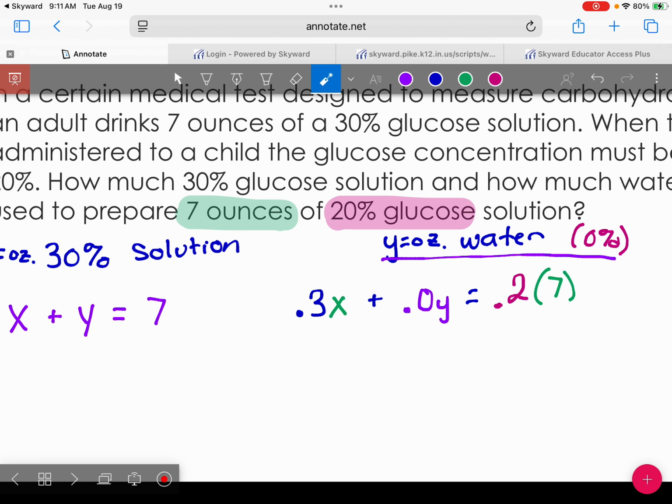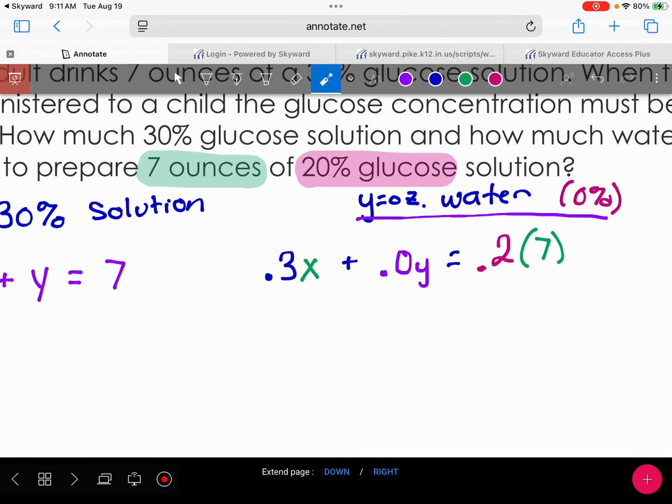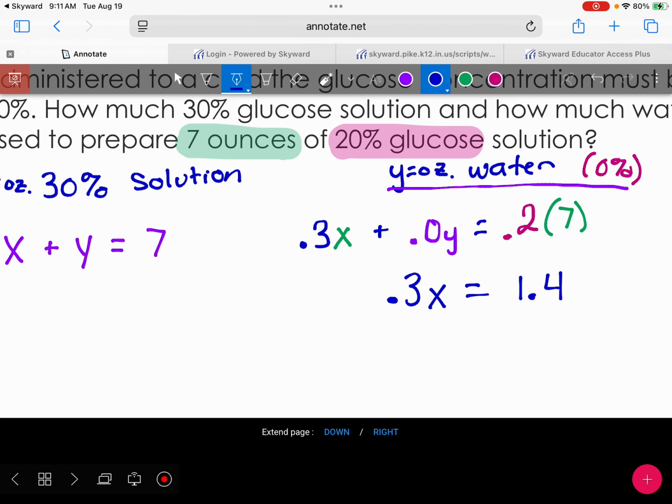So this is giving us a system of equations here. And yes, we definitely noticed that this y is going to cancel out. So this is the exact same thing as if I had 0.3x equals 0.2 times 7. What's 0.2 times 7? What's 2 times 7? 14, so that would be 1.4. Because 2 times 7 is 14, 0.2 times 7 is 1.4, it moves over 1 decimal point. You can again also think of that as 3x equals 14. That's the same thing.